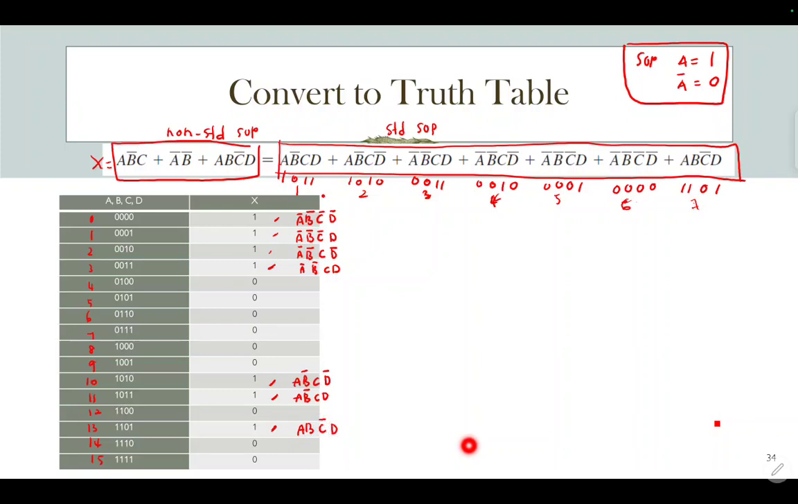So you can check here, A bar, B bar, C bar, D bar. Number 2 here, A bar, B bar, C bar, D. A bar, B bar, C, D bar is here. A bar, B bar, C, D. Here is A, B bar, C, D bar. A, B bar, C, D is here. A, B, C bar, D here.